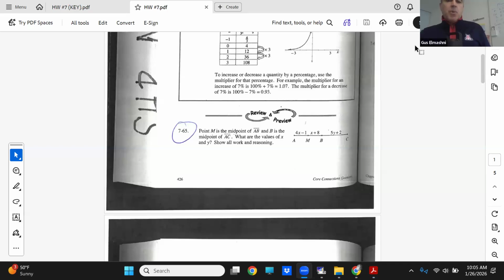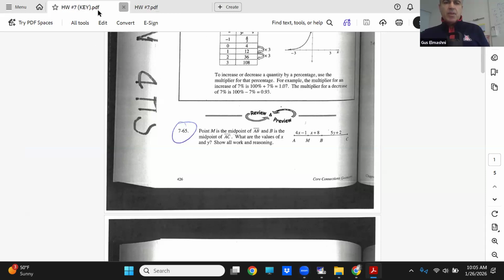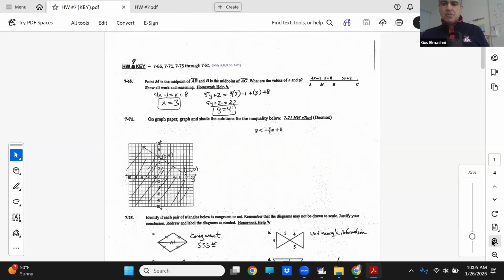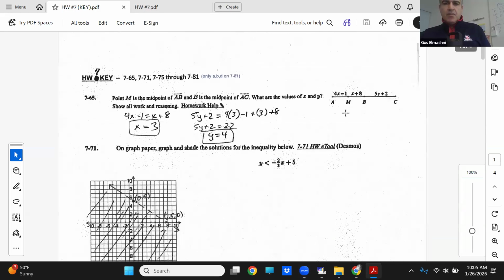Okay. So point M is the midpoint of AB, and B is the midpoint of AC. What are the values of X and Y? If you look at the solution key for that, 4x minus 1 has to equal x plus 8. It just has to, right? If M's a midpoint. And once you figure that out, that's going to be 11, right?